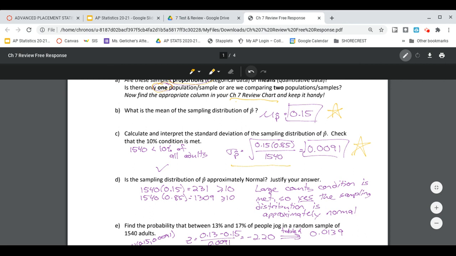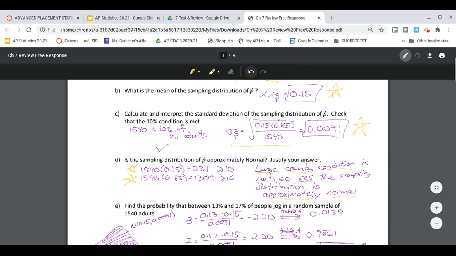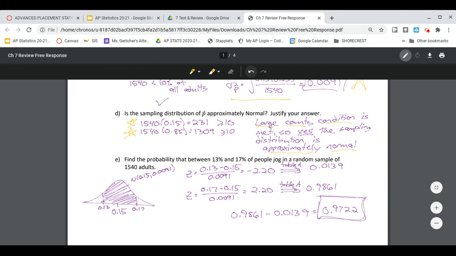We know the center, we know the variability, now we need to verify the shape. So for proportions, it's the whole NP and then N(1 minus P), making sure that that's greater than or equal to 10. We called that the large counts condition. In this case, we're plenty good, so we can verify the shape. It is approximately normal.